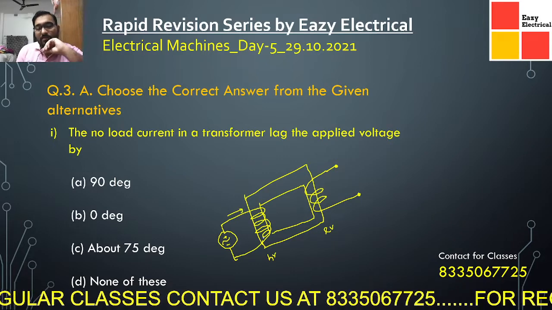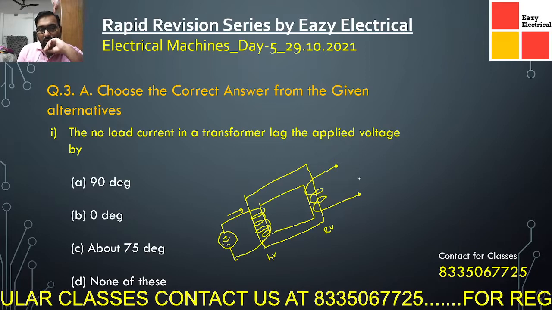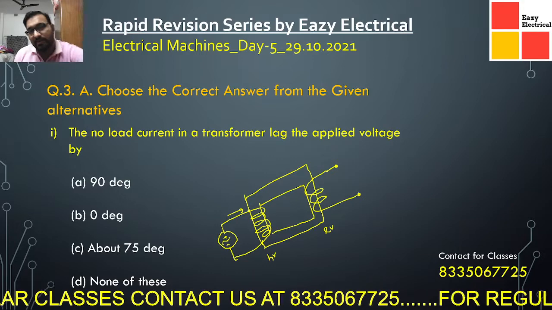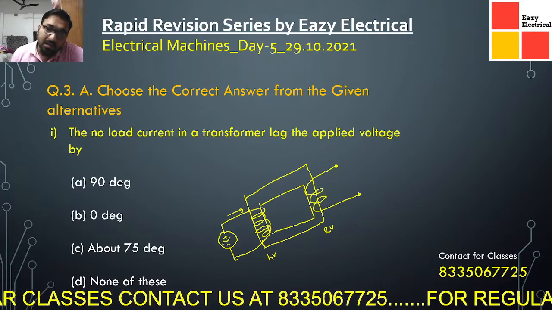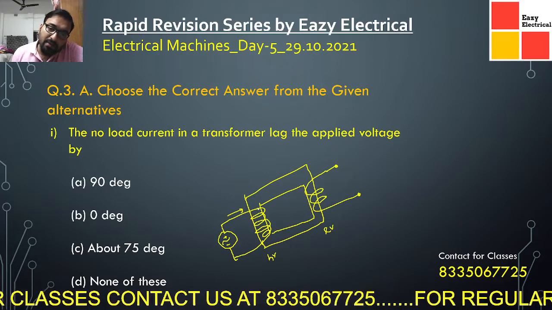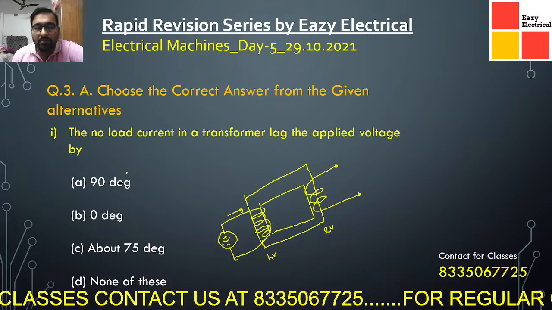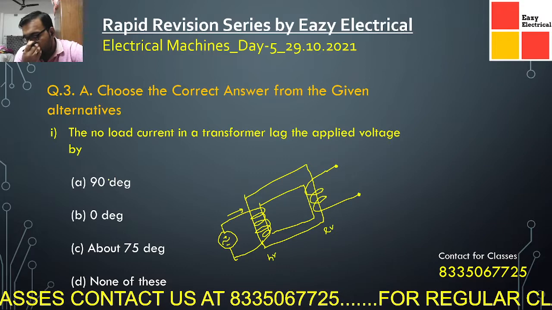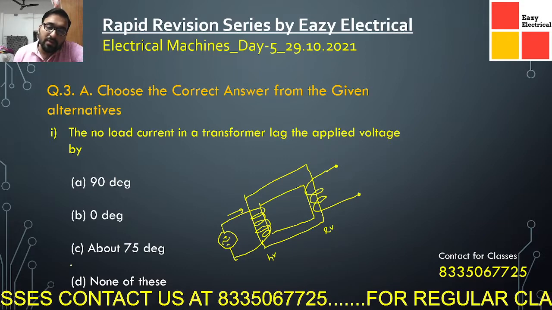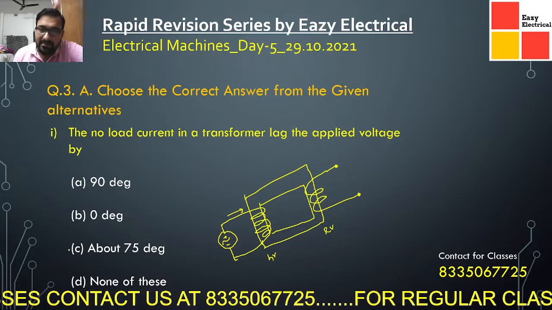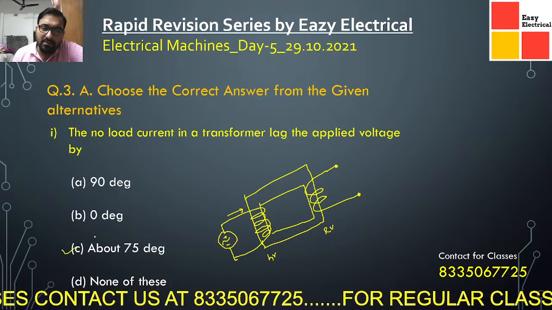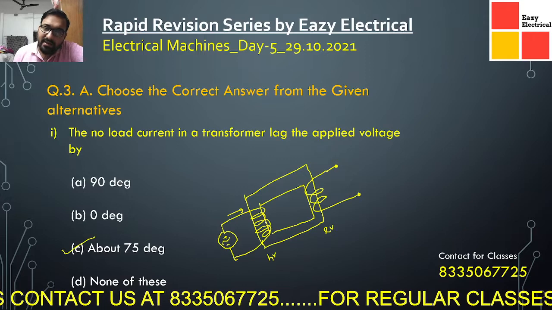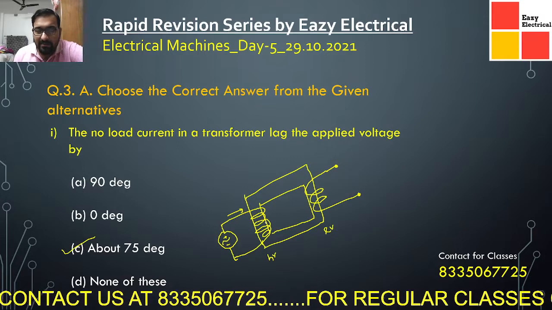This no load current, which supplies the losses, has two components: one is a resistive component, another is the inductive component. If it were a perfect inductor, we would have said it is a 90-degree lag. But as it is not a perfect inductor, it will be slightly less than 90 degrees, about 75 degrees will be the correct answer. The primary winding has both resistance and inductance parts.